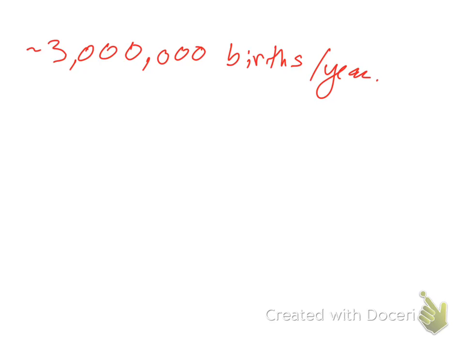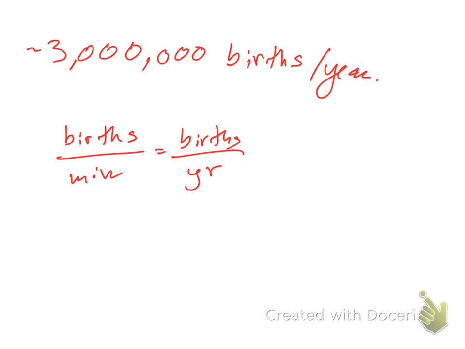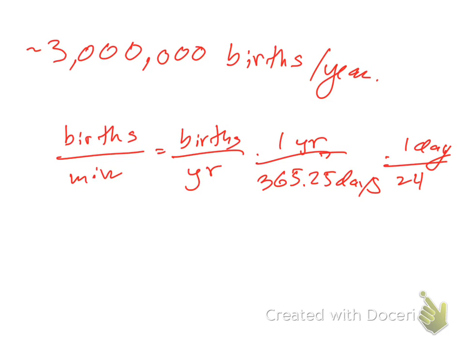Let's try another one. One more. So here's a fun one. There are approximately 3 million births in the United States per year. How many births per minute are there? So births per minute equals births per year times 1 year for 365.25 days. That's to account for a leap year, times 1 day per 24 hours. And then I multiply that by 1 hour per 60 minutes.